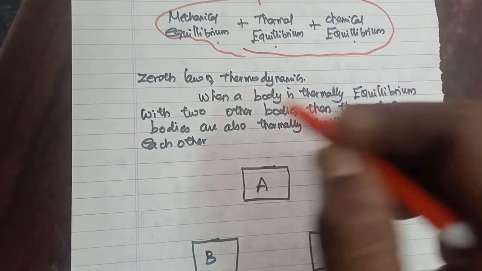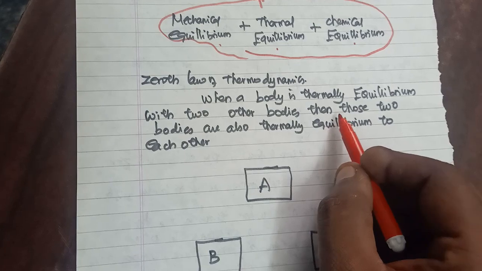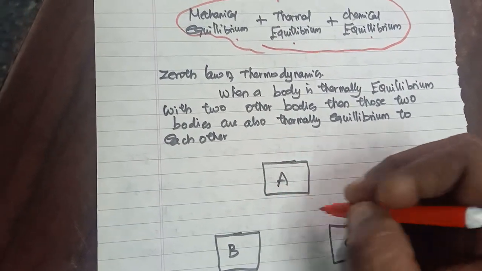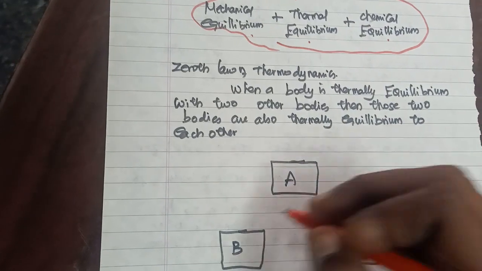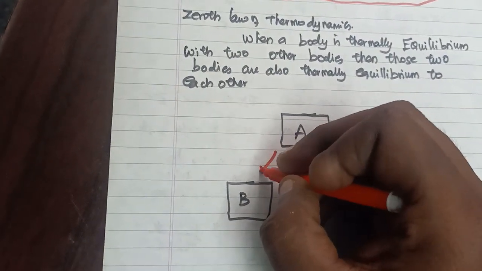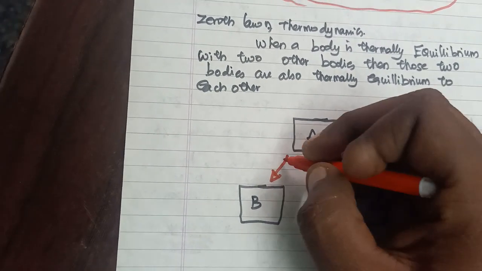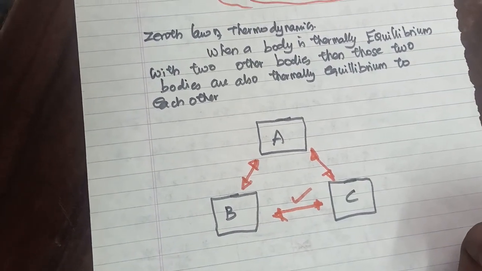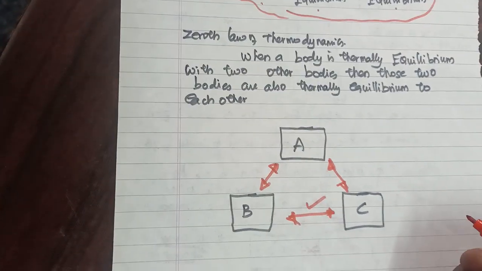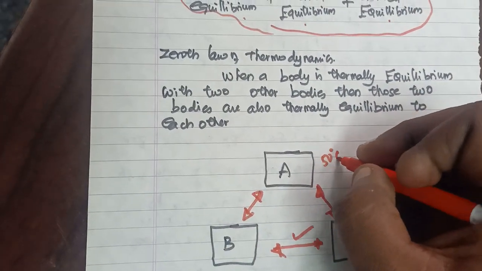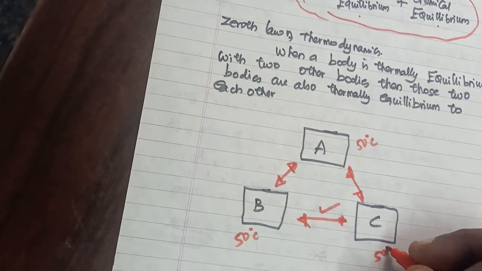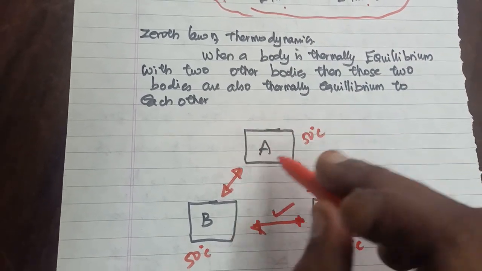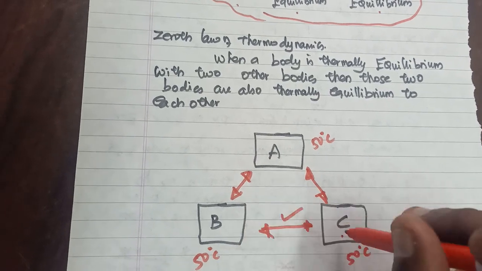When a body is in thermal equilibrium with two other bodies, then those two bodies are also in thermal equilibrium with each other. Suppose we assume three different systems or bodies, A, B and C. If A is in thermal equilibrium with B and C, it means B and C are also in thermal equilibrium. Suppose A is 50 degrees centigrade, B is 50 degrees centigrade, and C is 50 degrees centigrade. If we state the law with A as a reference, then B and C will also be in thermal equilibrium.